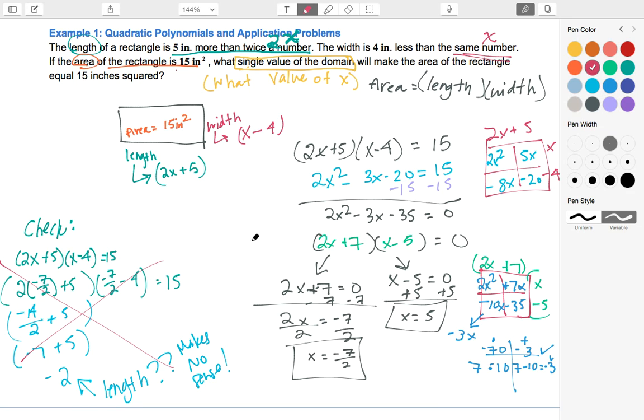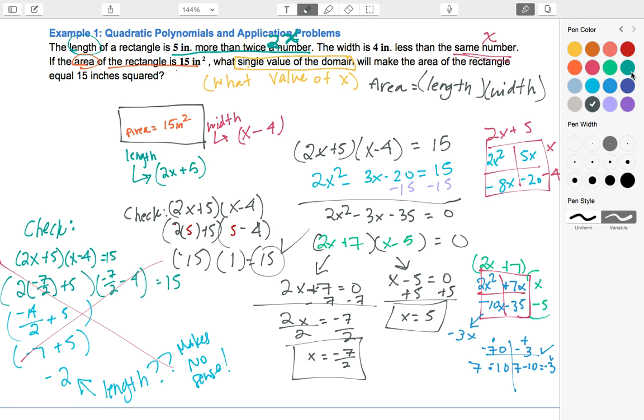So let me go ahead and check this next one. Let's see, we have 2x plus 5 again. This is my second check. And times x minus 4. And I'm going to substitute 5. So I have 2 times 5 plus 5, and then 5 minus 4, and I'm going to see if it gives me 15. 2 times 5 is 10. 10 plus 5 is 15. 5 minus 4 is 1. That does indeed give me 15.